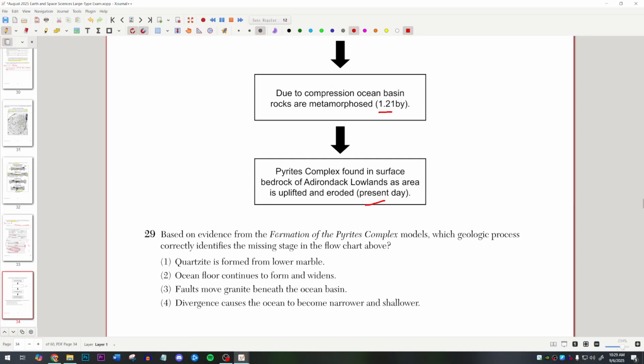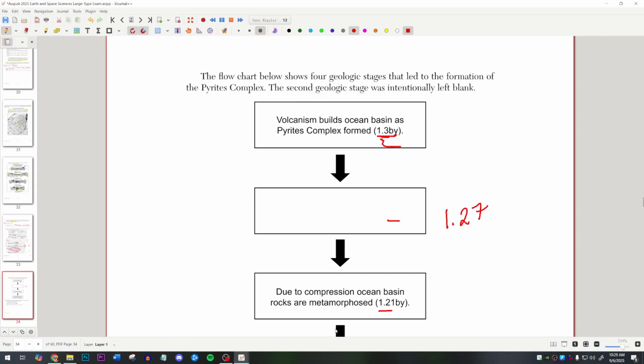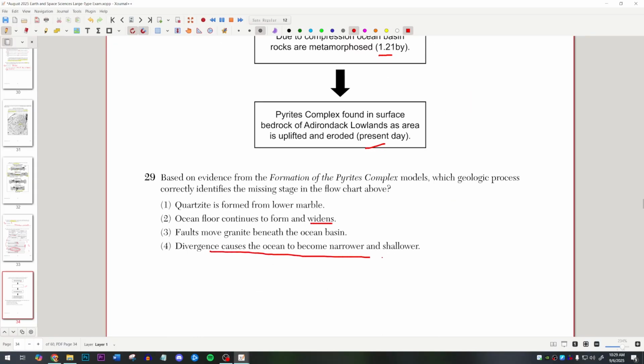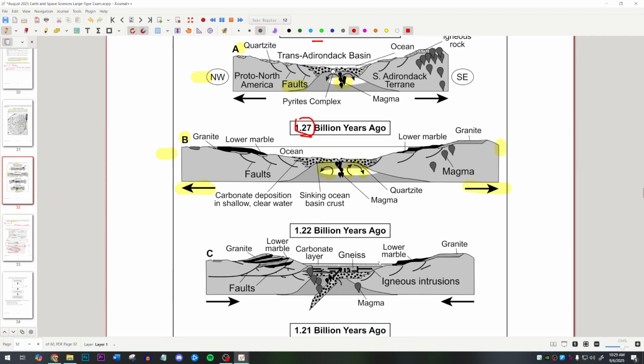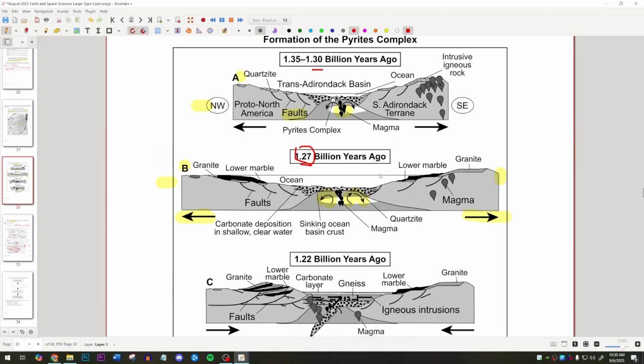Let's see. Based on the evidence, which process correctly identifies the missing stage? Quartzite is formed from lower marble. The ocean floor continues to form and widens. Faults move the granite beneath the basin. Divergence causes the ocean to become narrower and shallower. First of all, divergence is going to make it bigger. So I think 4 is out, but let's go look. So we're looking at stage 2. The ocean's going to expand. The ocean expanded. So 4 is out.